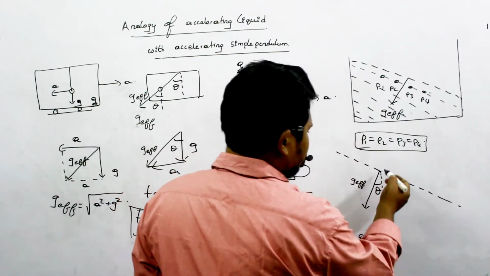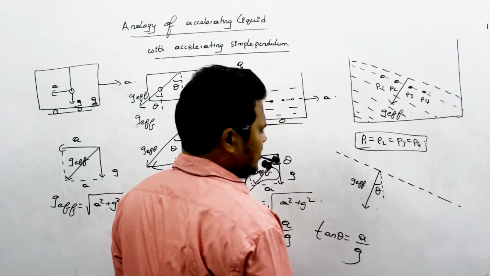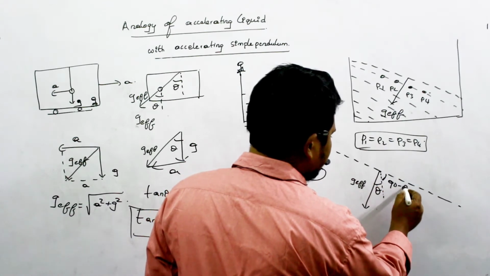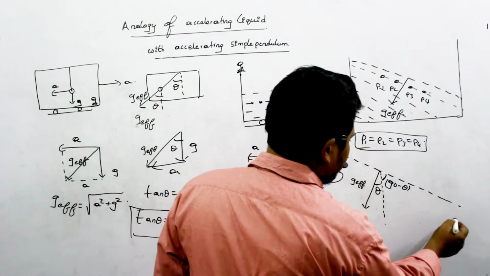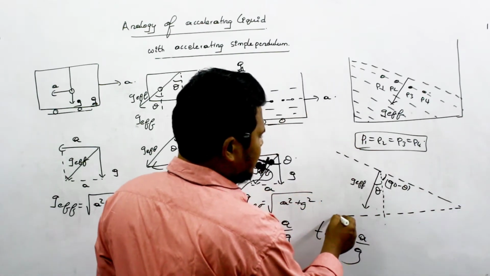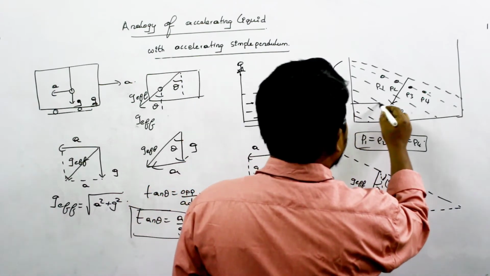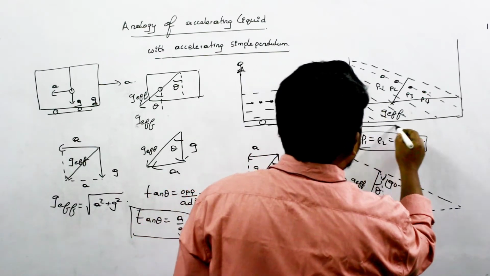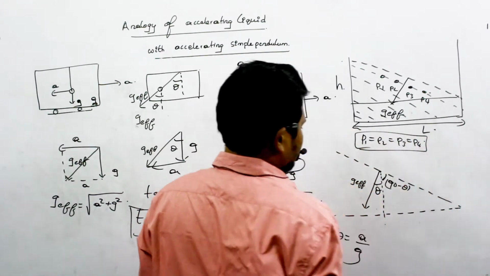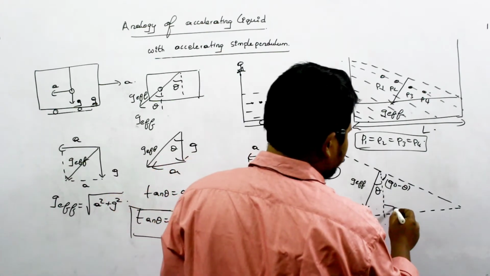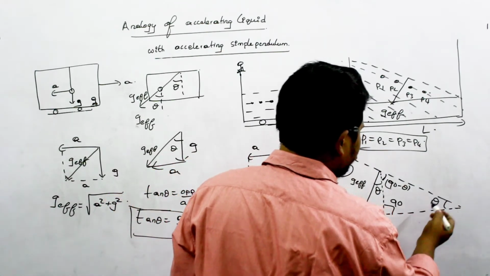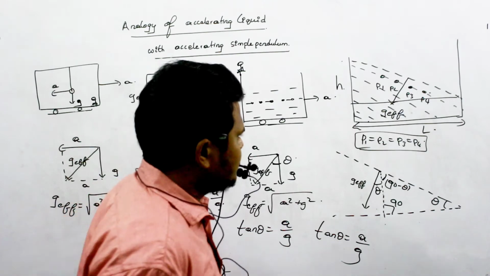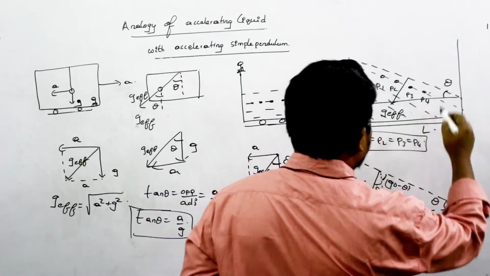Now this liquid surface and this g effective, they are at an angle of 90 degrees. So if this is theta, definitely I can say this angle should be equal to 90 minus theta. Now from this vertical, if I have drawn again a horizontal line, then this is the height of the liquid column, and this is the length of the tank, which we call L. So if this is theta, this is 90 minus theta, this is 90, and this is again equal to theta. Therefore, this angle is also theta.